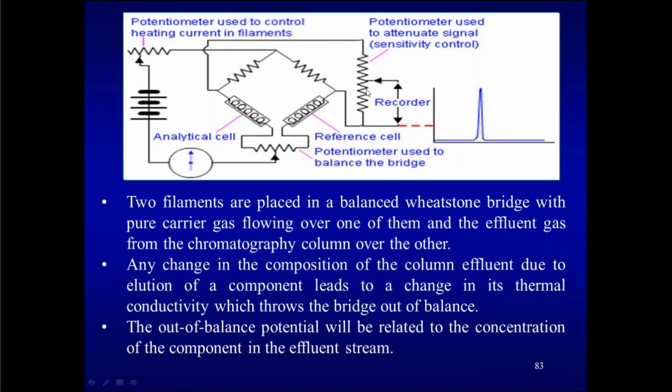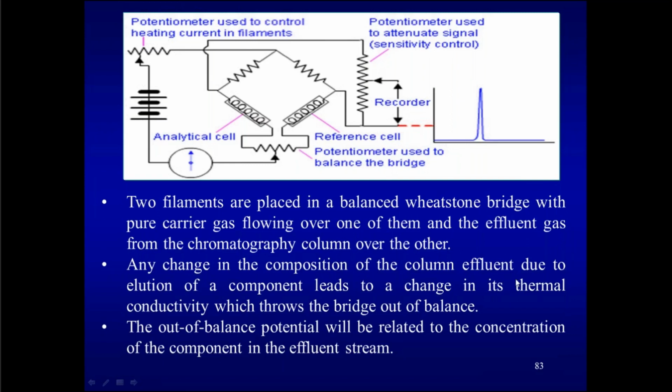Whenever the bridge goes out of balance because of different resistance between these two, then there will be a deflection. Now, when there is only carrier gas flowing and no elution of any component, you have carrier gas in both these filaments. The rate of heat loss will be the same because the thermal conductivity of the gas is the same. So the temperature is the same, the resistance is the same. The bridge remains balanced and therefore no deflection.